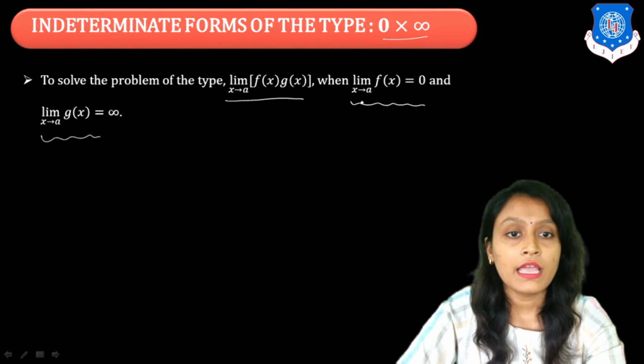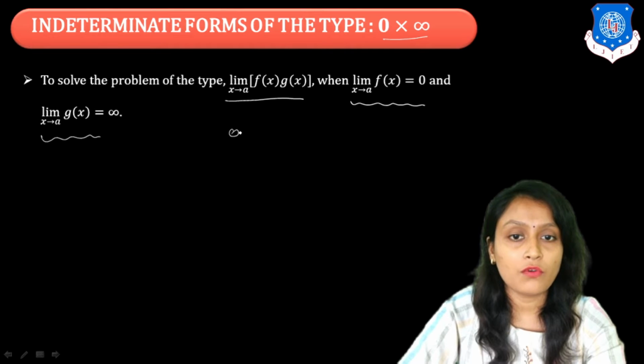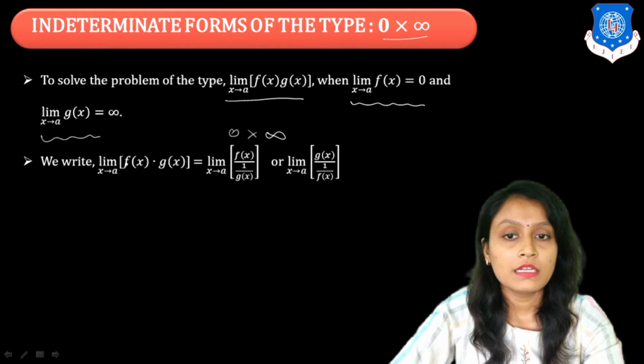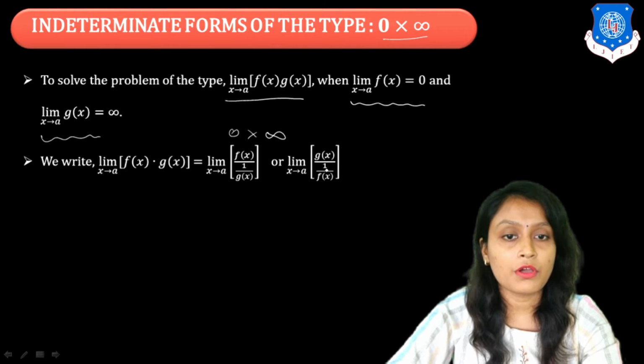Okay, so whenever limit x tends to a f of x is equal to 0 and limit x tends to a g of x tends to infinite, you will get the form 0 into infinite. Now we will write limit x tends to a f of x into g of x is equal to limit x tends to a f(x) upon 1 upon g(x), taking g(x) in the denominator, or g(x) we will keep as it is and take f(x) in the denominator, that is g(x) upon 1 upon f(x).